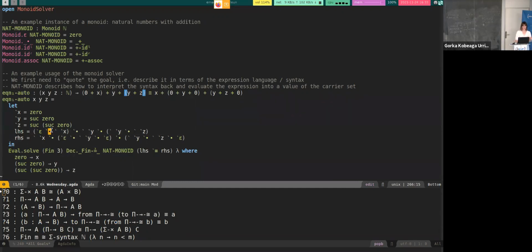So we have the left-hand side and we have the right-hand side. And then as the type of symbols, because we have three variables here, I just use Fin 3.